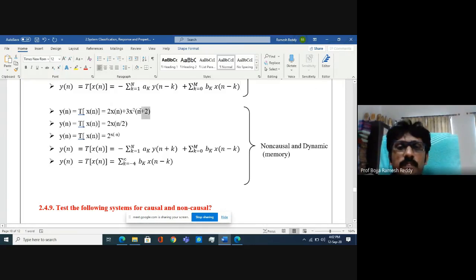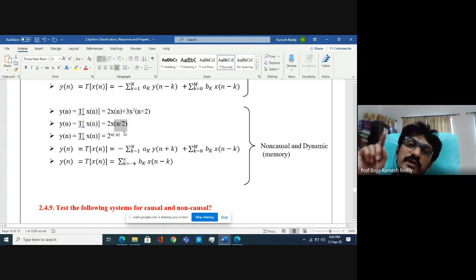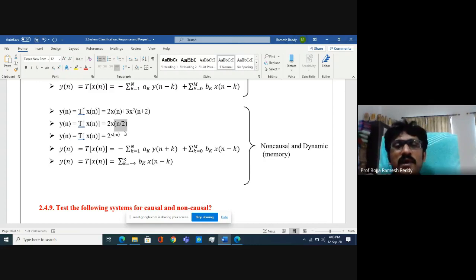n plus 2. n plus 2 means future, and memory. Future, that's why non-causal. n by 2 is also future. Why? If n is equal to minus 100, n by 2 is minus 50. Minus 50 is future when compared to minus 100. Minus 100 is present, minus 50 is future. That is, for negative values it fails.